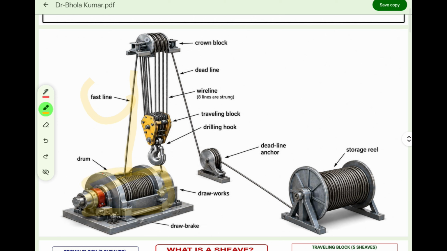And this is called the crown block, and this is called the hook, the drilling hook, and this is called the traveling block. These are the wires, 1 2 3 4, you can easily count. This is called the dead line, which is not moving, it is static. This is fixed in the anchor, and this is just attached with the storage reel, right? And this system represents 8 lines. If you want to count, this is 8 lines, 1 2 3 4 5 6 7 8, okay?